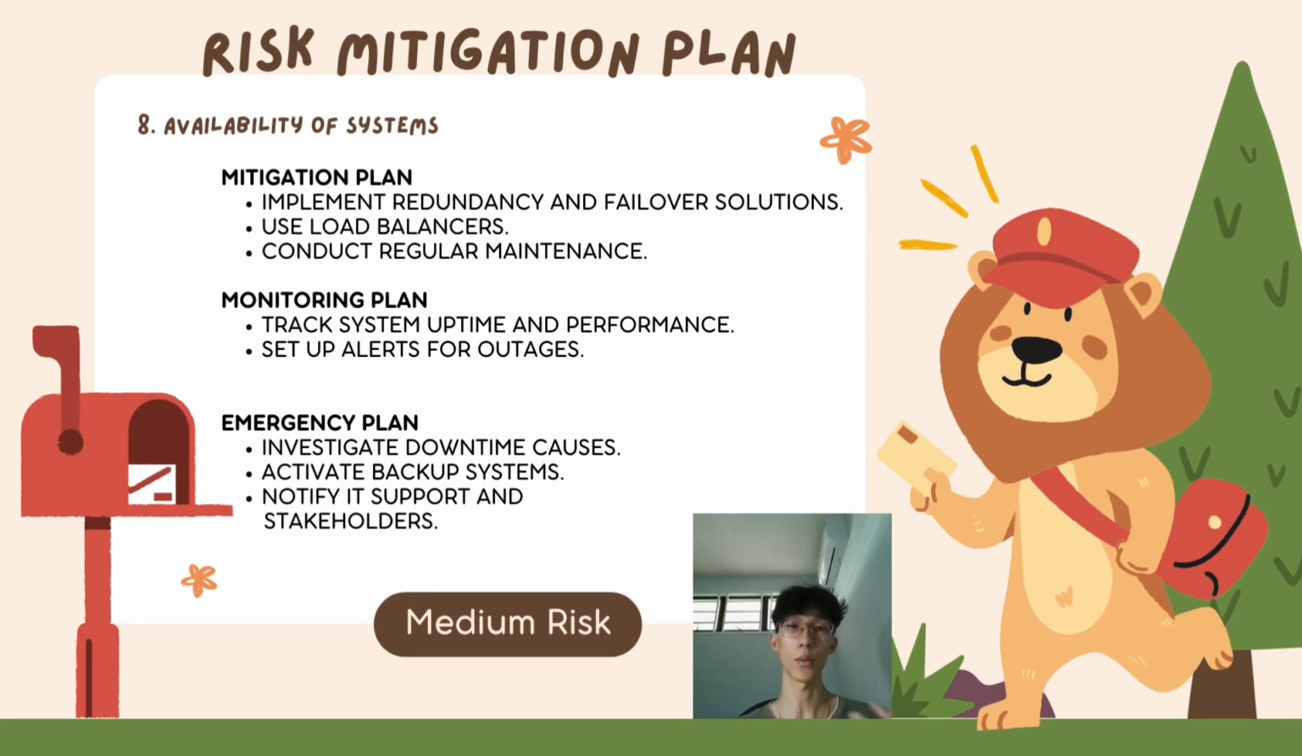Medium risk, of which there are 6 in total. So the first medium risk that we identify is the reliability of the systems. Maintaining the vulnerabilities and functionalities of the system is critical for ensuring business continuity and operational efficiency.